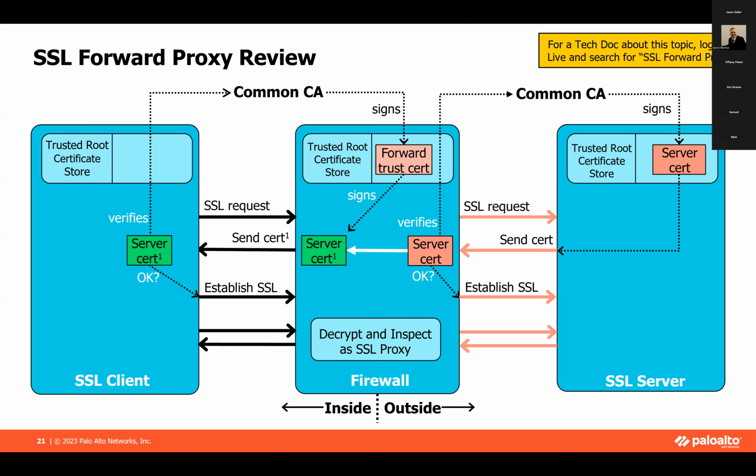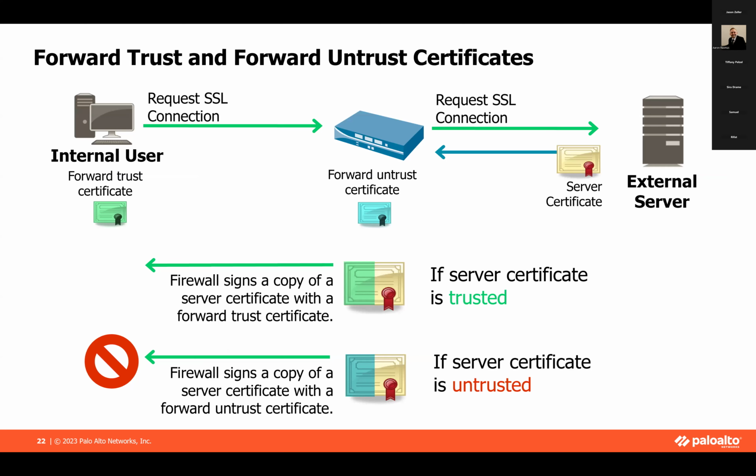We do that so that we can decrypt the traffic here, read it, inspect it, then send it back out and actually encrypt it with the firewall who has the real certificate on the outside. All right. So it looks something like this. An internal user will forward a trust certificate, request an SSL connection. The firewall will then forward that untrust certificate off to the external server, which has the server certificate, and then it will send that on back down the direction.